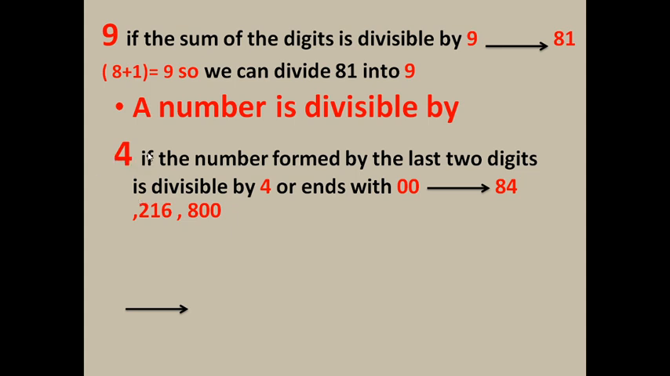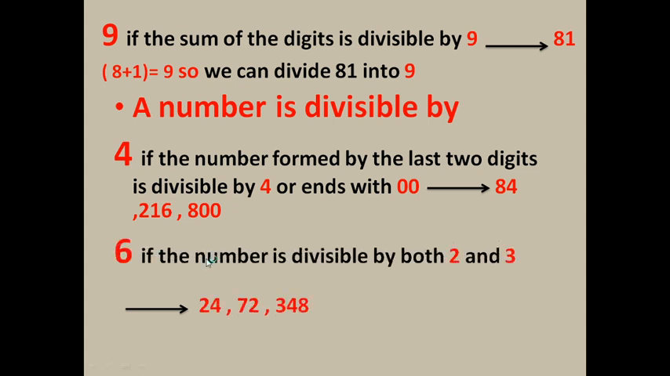Again I repeat it, divisible by 4 means we can divide it into 4 without any remainder. Okay, now next here 6. If the number is divisible by both 2 and 3, so it is divisible by 6.